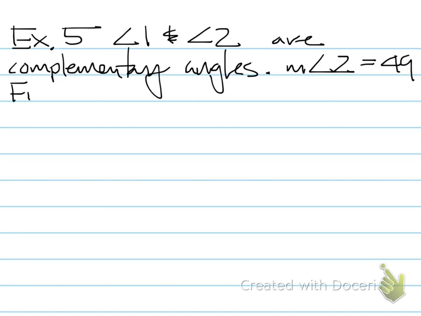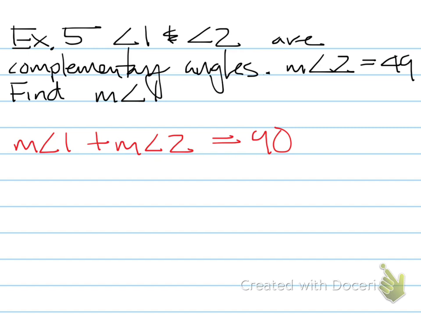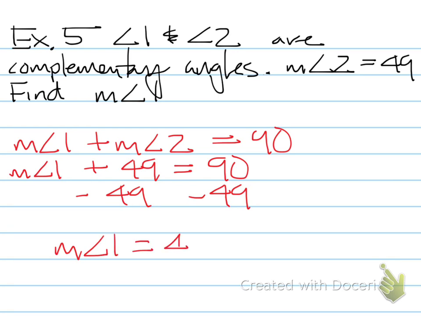In this example, we're told that angles 1 and 2 are complementary. So I can set up my equation as the measure of angle 1 plus the measure of angle 2 equals 90. I'm told the measure of angle 2 is 49. So I would just subtract 49 from both sides to determine the measure of angle 1, which would be 41 degrees.